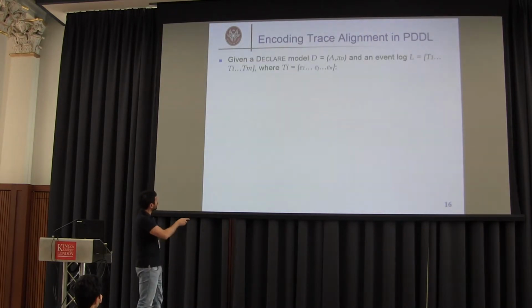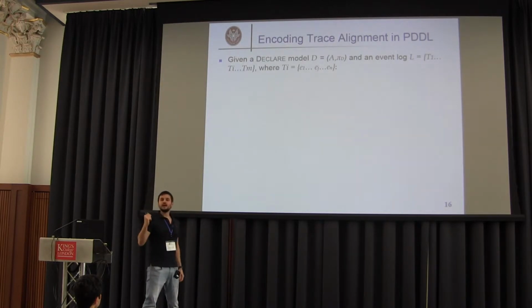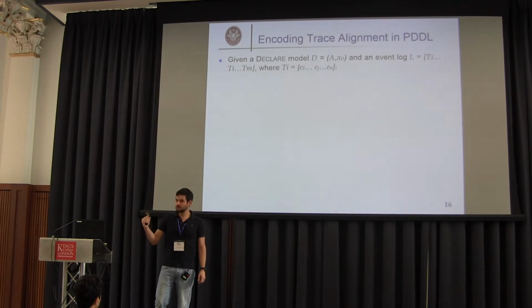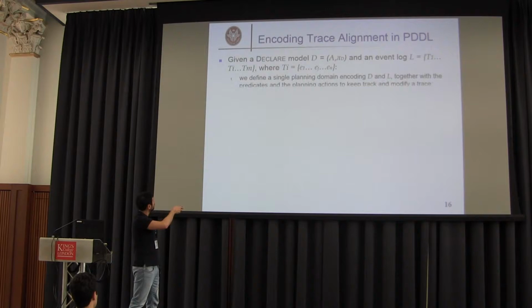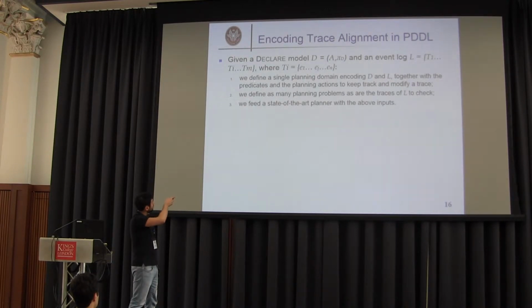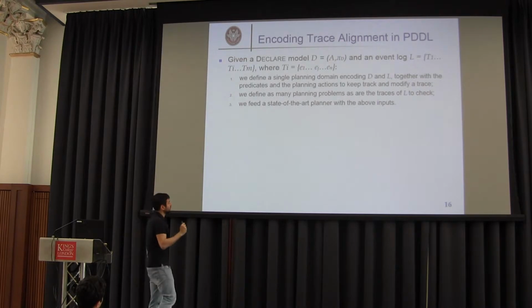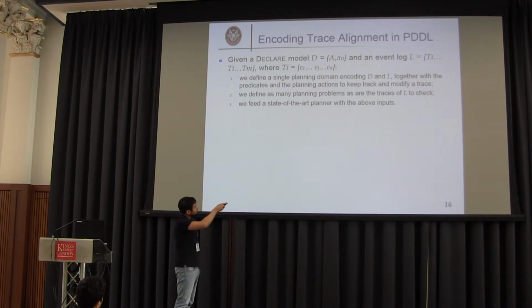Now, our problem is to encode trace alignment, so the problem of aligning the trace with respect to the declarative process model. And in particular, for doing that, first of all, we define a single planning domain that is able to encode the Declare model and the event log.